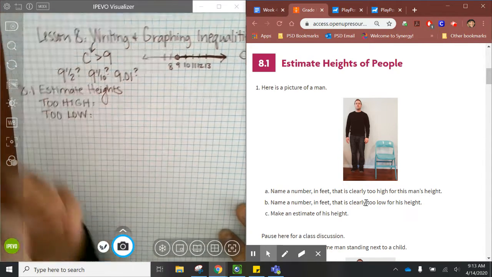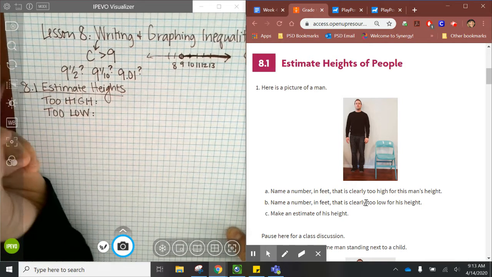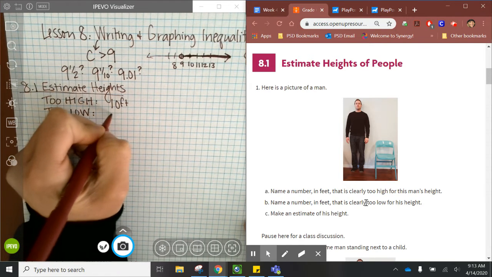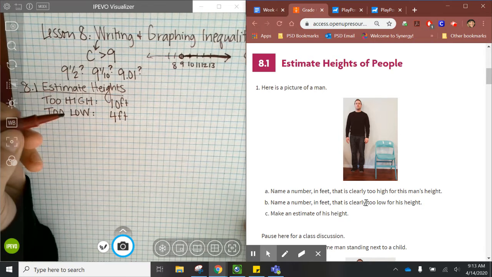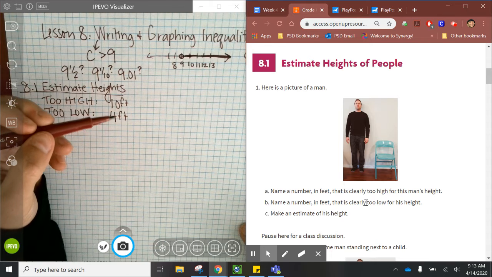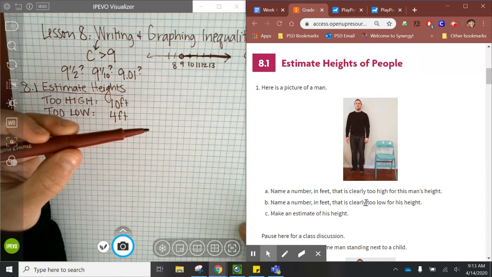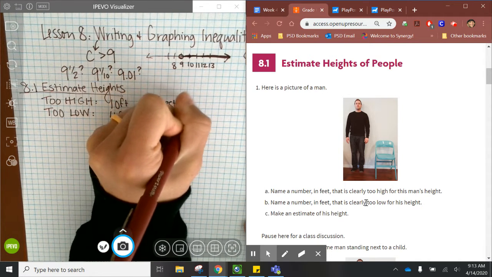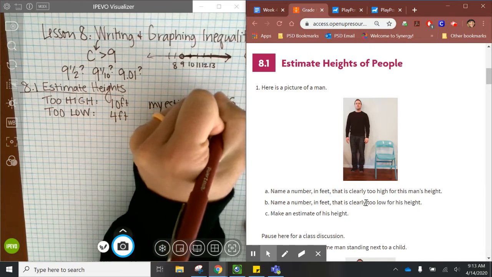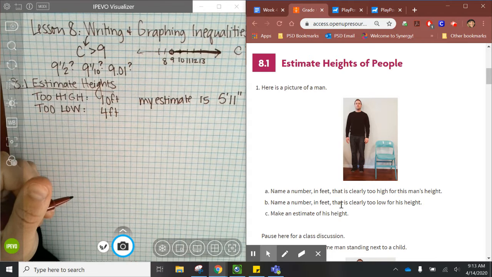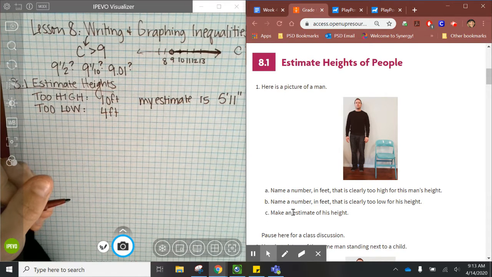Okay, so as I think about some estimates that would be way too high for this regular old guy standing there, I think 10 feet is too high, and I think 4 feet is too low. Doesn't really matter what you put there as long as it's reasonable. I think 10 feet is about the height of a basketball hoop, so he's definitely not that tall. And too low is 4 feet, which is like maybe fourth graders are that tall. I'm not really sure. And he's a full-grown man, so that's not where he's at. My estimate of his height is maybe he's 5'11", something like that. That's my estimate for his height. So I'm interested in what you guys got. So maybe put in your answers here.